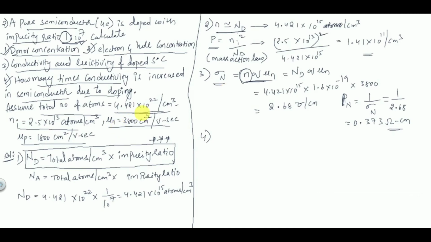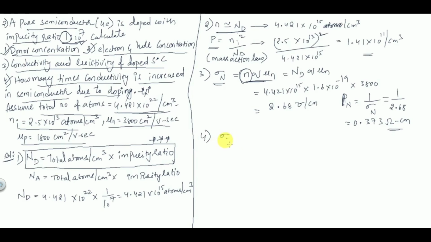Okay, right. So the fourth question here is, how many times is the conductivity increased in a semiconductor due to doping? So this is very important. All the remaining topics are just formulas, you can just substitute them. So this is the concept here. In order to find how many times the conductivity has increased due to doping, you have to find the conductivity before doping.